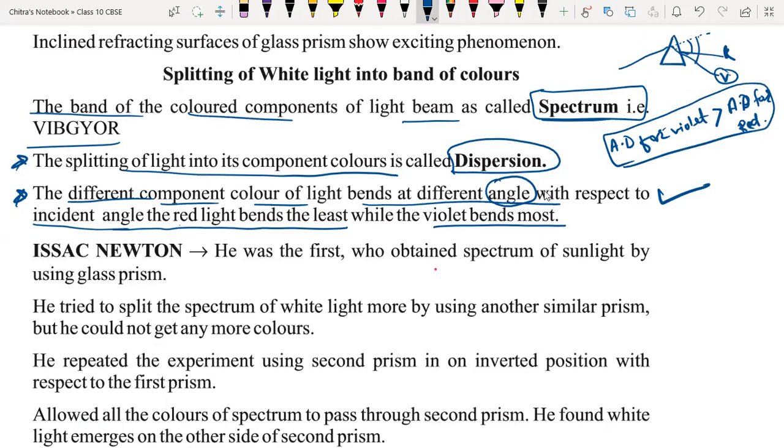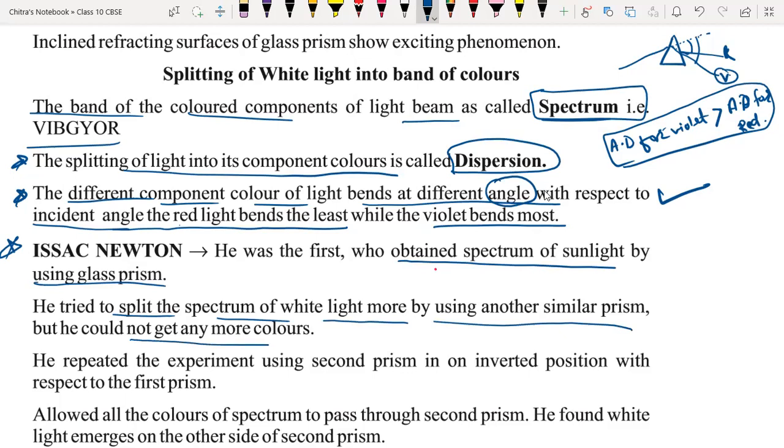Now, Isaac Newton was the first who obtained the spectrum of sunlight by using a glass prism. So, who first obtained the spectrum of light? Sir Isaac Newton. He tried to split the white light further by using another similar prism, but he could not get any more colors.